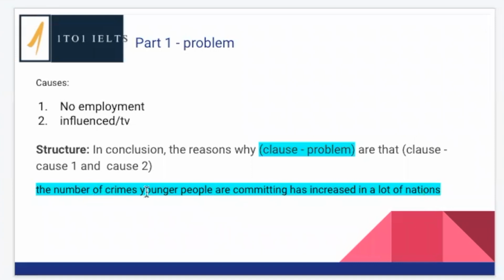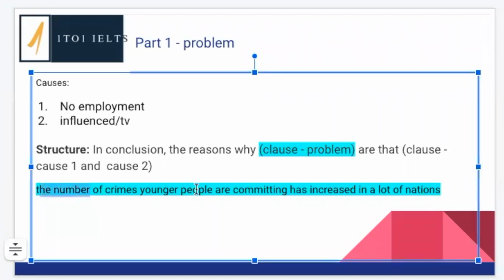We need to make sure that this idea is a clause. That means it has a subject, verb, object. The number of crimes young people are committing. Okay, so all of this is our subject. Has increased. Okay, we have a verb. And in a lot of nations, we have a prepositional phrase here. And actually, in this instance, we don't have an object. We just have a subject and a verb. But that's absolutely fine. That defines a clause. We have a subject and a verb.